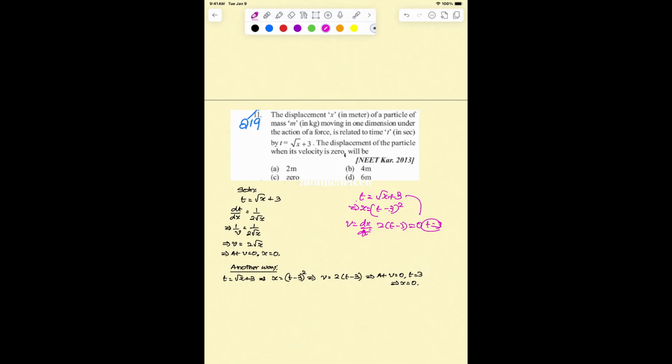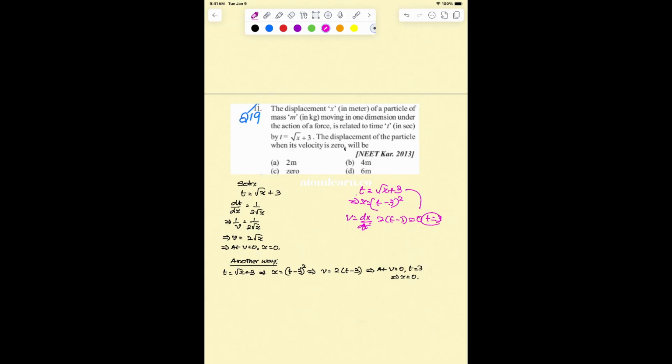But if you still want to practice the type B kind of problem using this problem, you can do it like what I have done here. Now keep t as a function of displacement. Then dt by dx will be 1 by v. 1 by v is 1 by root of 2x, which may actually give v equal to 2 root x. And the condition given is velocity equal to 0. At velocity equal to 0, x equal to 0, straightforward.